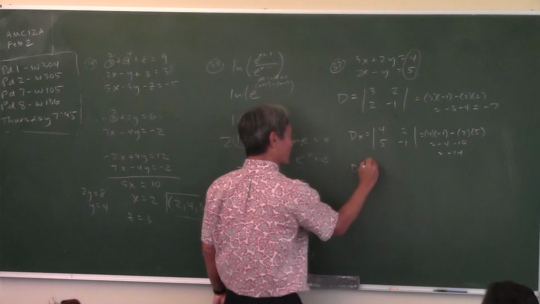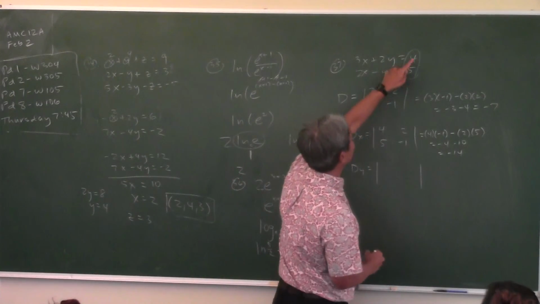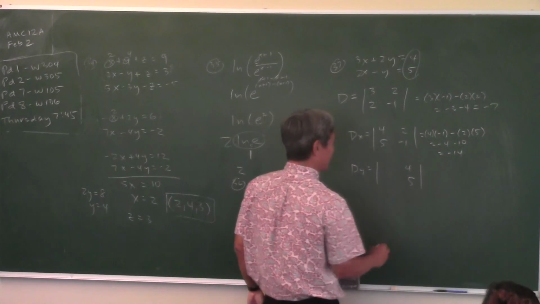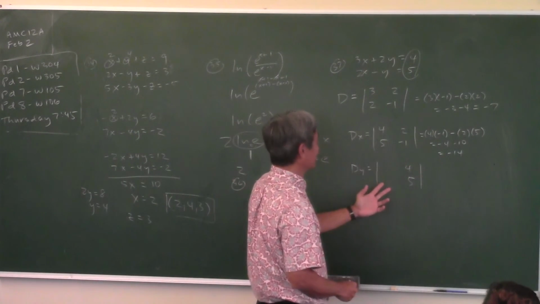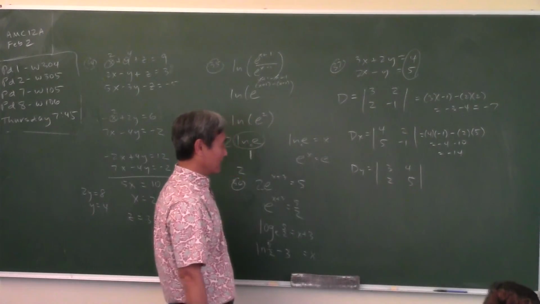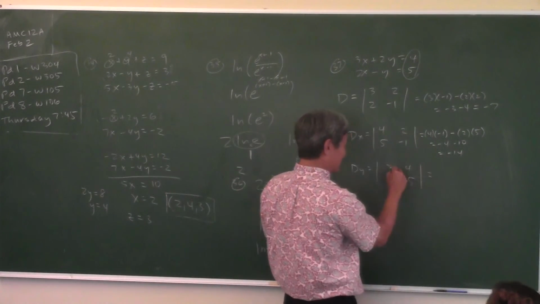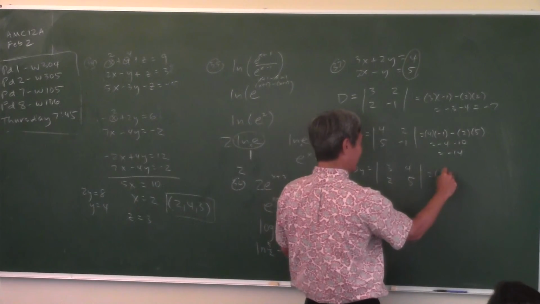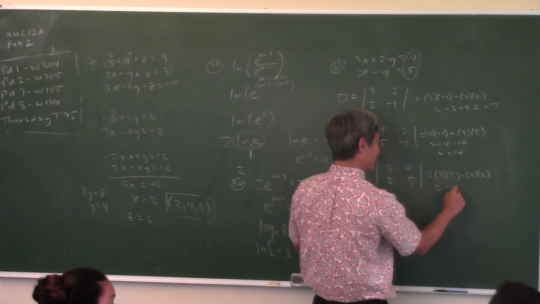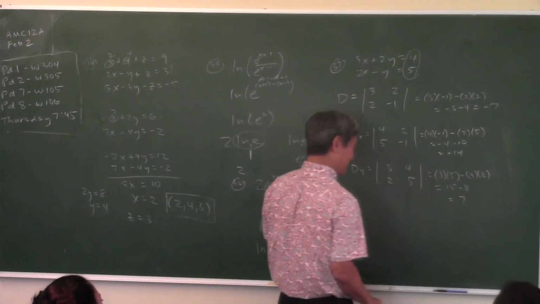Okay, now, what do you think we're going to do for d sub y? You take these numbers and you put them in the y column. And then what do I put in the x column then? The same thing as the original one. Okay, then you compute it. This times this minus that times that. 3 times 5 minus 4 times 2. So what is that? 15 minus 8, that's 7.